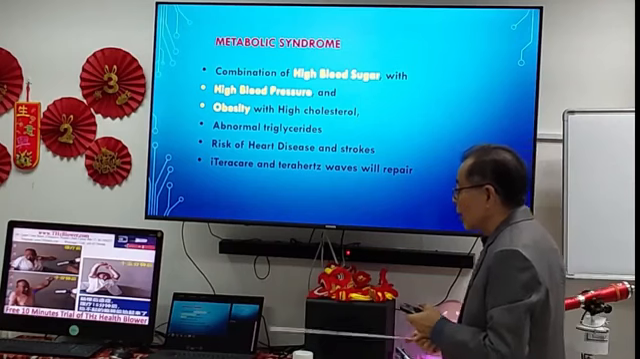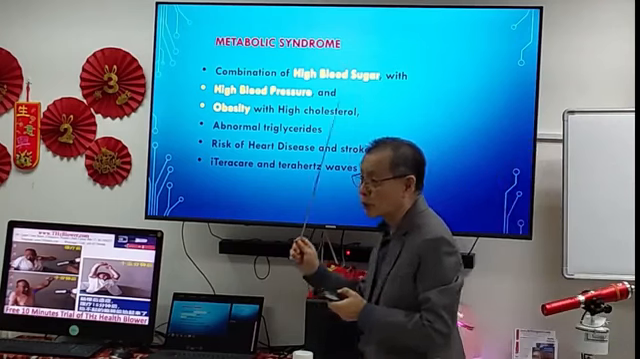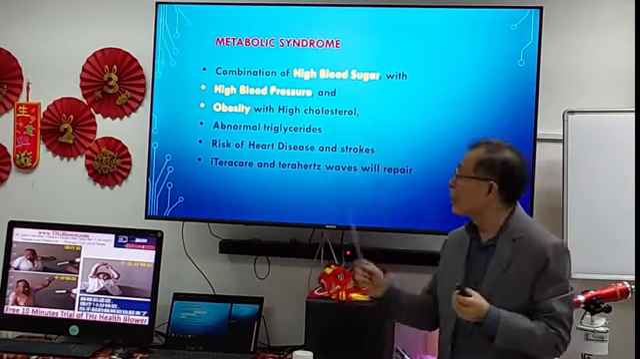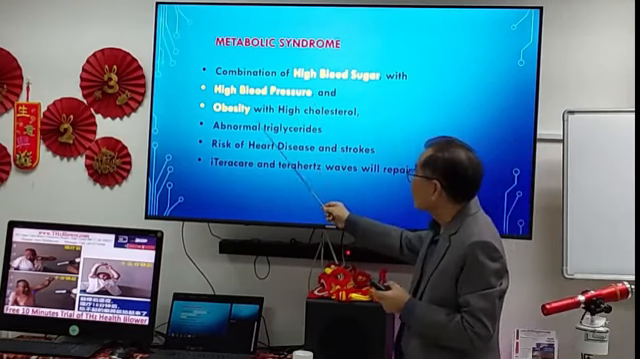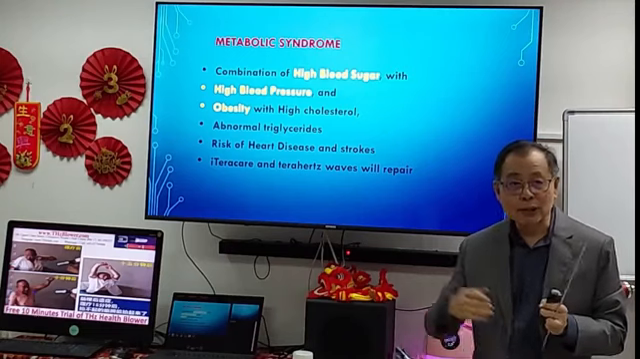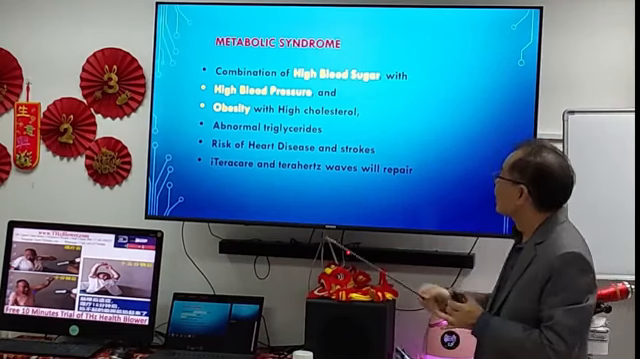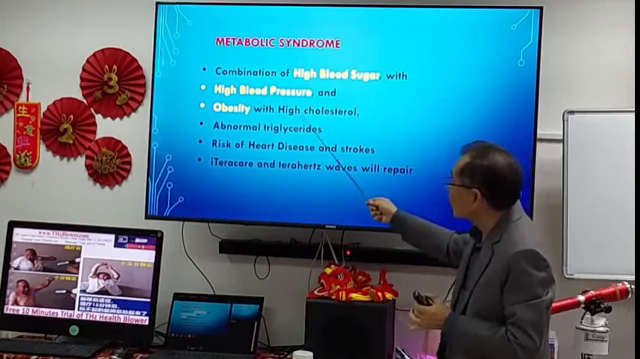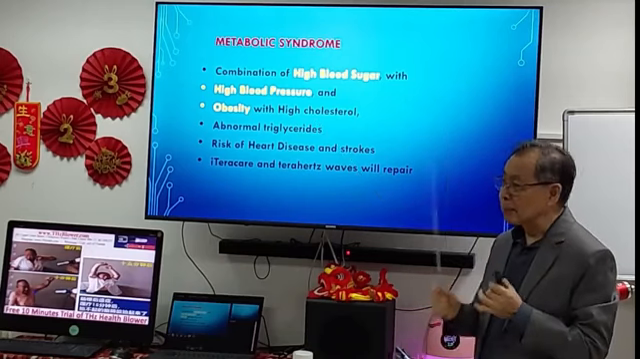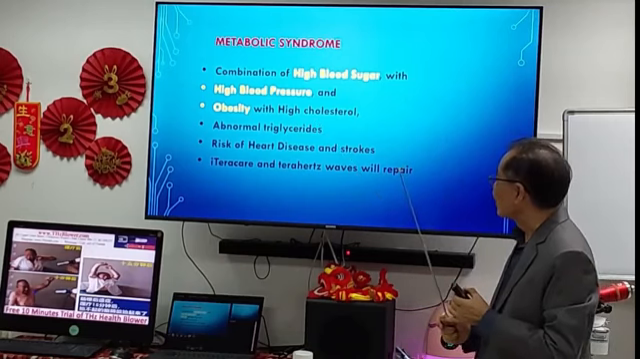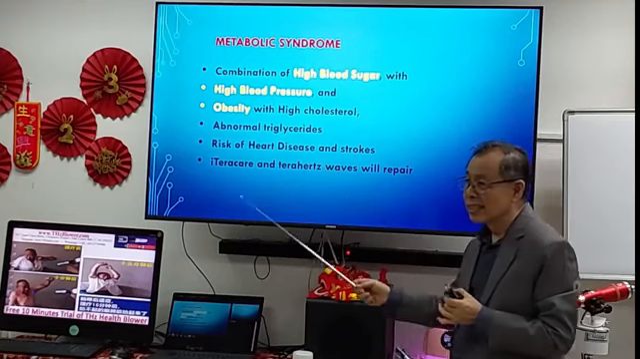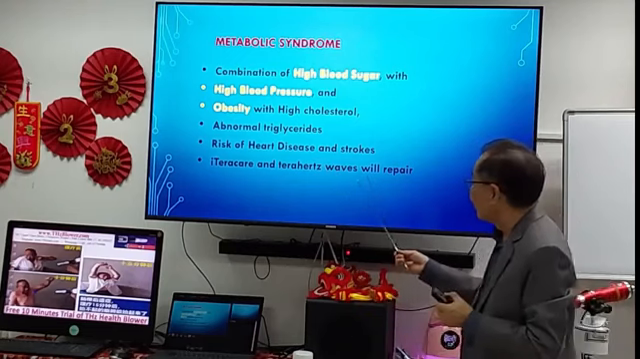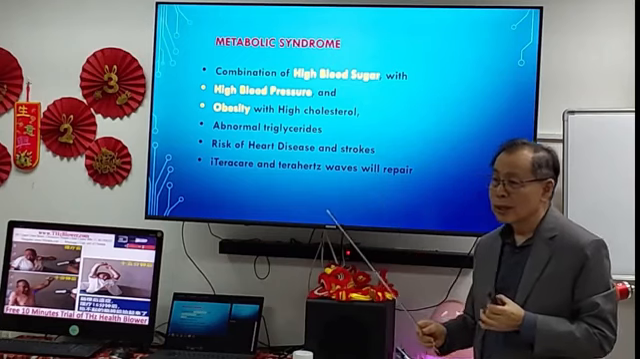So we call this metabolic syndrome. Three things you must remember: high blood sugar, high blood pressure, and obesity. Obesity always means high cholesterol. So these three things constitute a metabolic syndrome. Risk of heart disease and strokes, and I think that's where your terahertz waves can help.